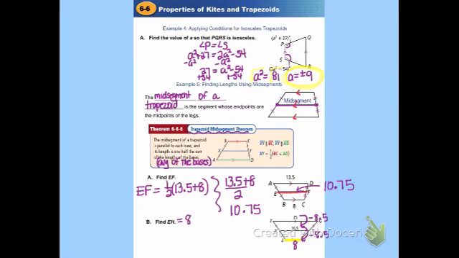Now here's a way I could check it. I could take the two bases now that I know them. I know one of the bases is 8 and the other one is 25. I could add them together and divide by 2, or multiply a half by their sum, and see if I get 16.5. Well, 8 plus 25 is 33, and if you divide 33 by 2, you get 16.5. And so it checks.